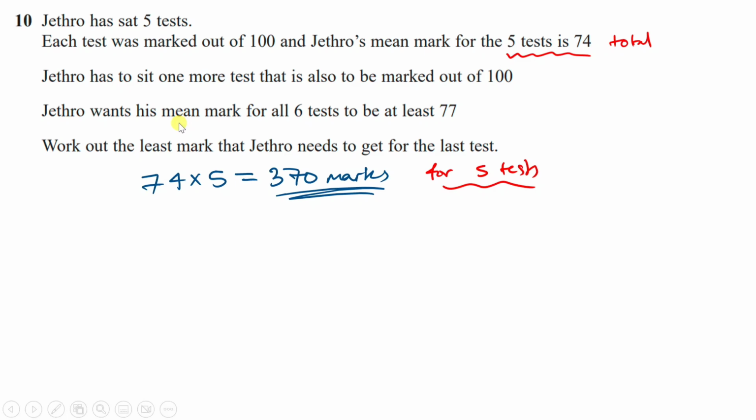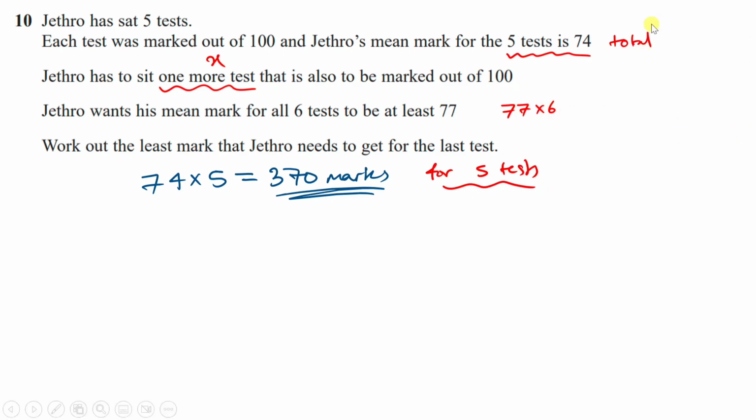Now, for the next line, guys, it says Jeffro has to sit 1 more test. Let's call this 6th test x, yeah? So that's your 6th test. And that's also been marked out of 100, okay? Jeffro wants his mean mark for all 6 tests to be at least 77. Okay, so what he's trying to say here is he basically just wants 77 times 6, right?